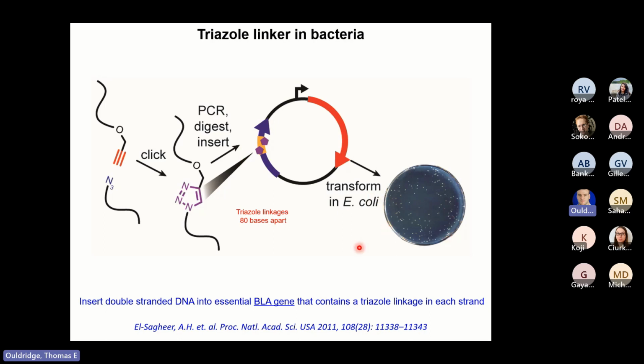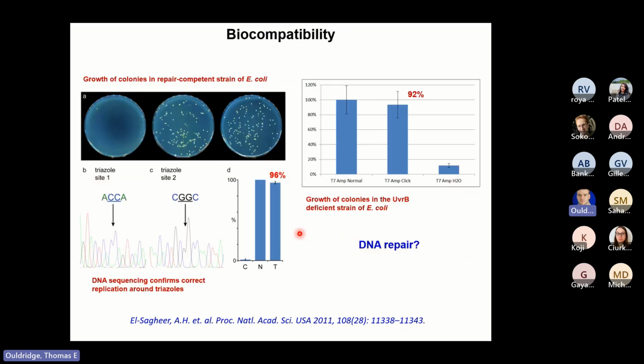And the plasmid contains an essential gene for bacteria. So the bacteria can't grow if the plasmid is not expressed. And we looked at the result of that experiment. And what we found was that, again, if you compare the triazole DNA plasmid with the normal plasmid, we got essentially the same amount of colonies from both. And we sequenced the DNA that came out of it, and it was correct sequence.